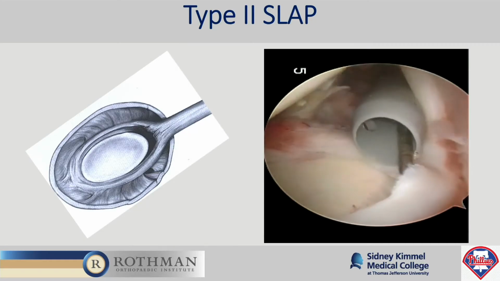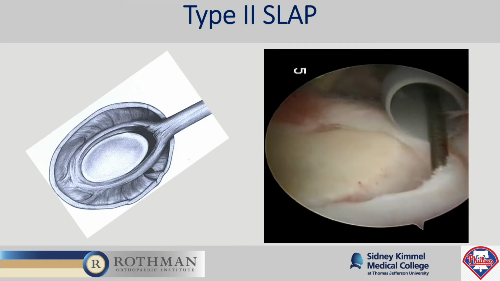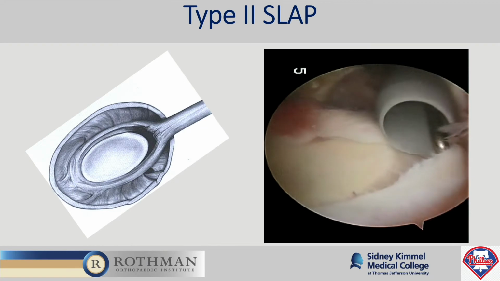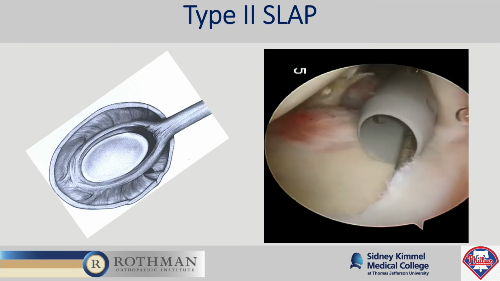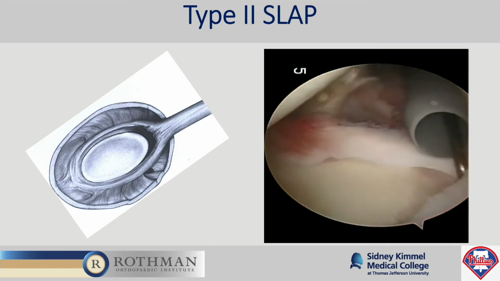When we look at slap tears, we're really talking about type 2 slap tears in our overhead athletes. And you can see here in this video, this is what a type 2 slap tear looks like. The superior labrum is unstable. The biceps anchor is still attached to the superior labrum, but it's peeling back more than it should. It's translating more than it should.